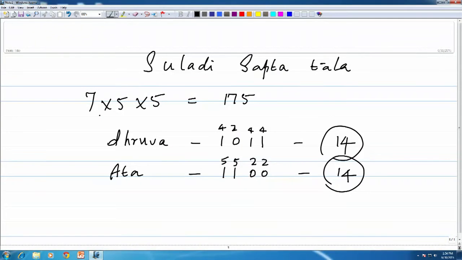Now this Dhruva Tala, the structure of the tala is like this: 1 0 1 1. Ata tala, the structure is 1 1 0 0. So the structure is very different. The composition structure will also correspond to the structure of this tala. The internal structure of the composition will be such that it will reflect this structure. Let us watch this clip.